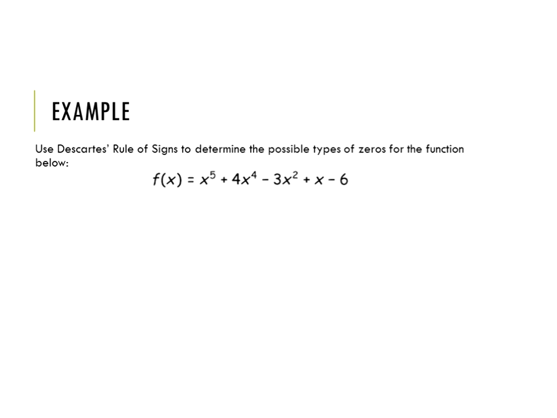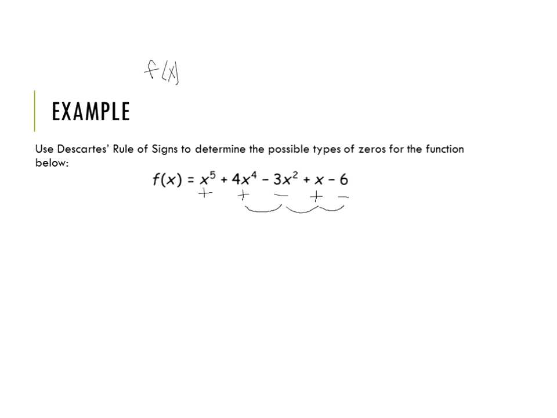All right, so we're going to use Descartes' rule of signs to determine the possible types of zeros for the function below. All right, so we have f of x given to us. So let's look at the number of sign changes in f of x. So if we go just from left to right, we have a positive term, a negative term, a positive term, and a negative term. All right, so we've got a sign change here. We have a sign change here, and we have a sign change here. So that gives us a total of 3 sign changes.